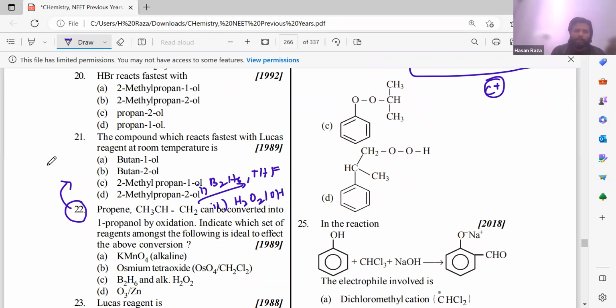And I already told you in hydroboration oxidation, anti-Markovnikov addition takes place. Anti-Markovnikov. That means primary alcohol. So C will be your answer. Very good, Samira.